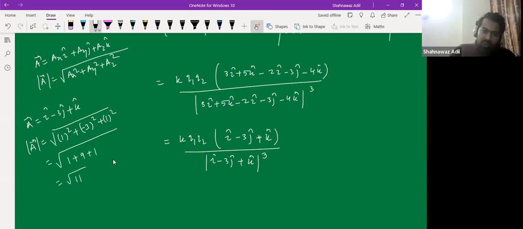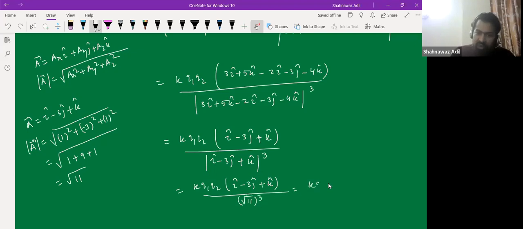That is 11. So this would be k q1 q2, this is a vector, divided by root 11 cubed. So this would be k q1 q2 times i minus 3j plus k hat, over 11 to the power 3 by 2. So this would be the answer.